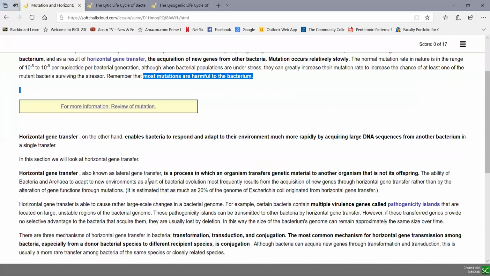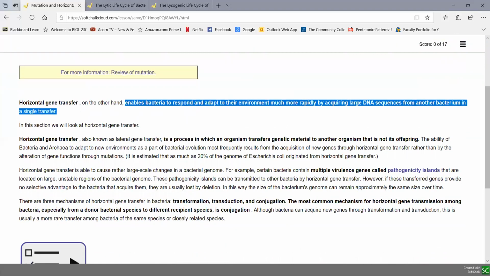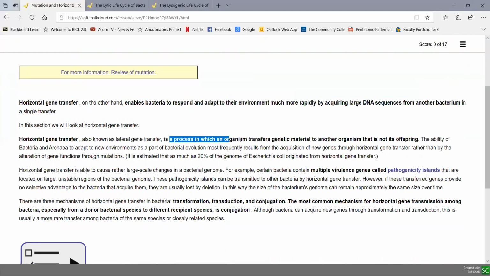Now, what we're going to really deal with more in this unit is horizontal gene transfer. And again, this enables the bacteria to respond and to adapt to their environment much more rapidly, because they're acquiring large DNA sequences, often a number of different genes, from another bacterium in a single transfer. So horizontal gene transfer we define as a process in which organisms transfer genetic material to another organism that is not its offspring.